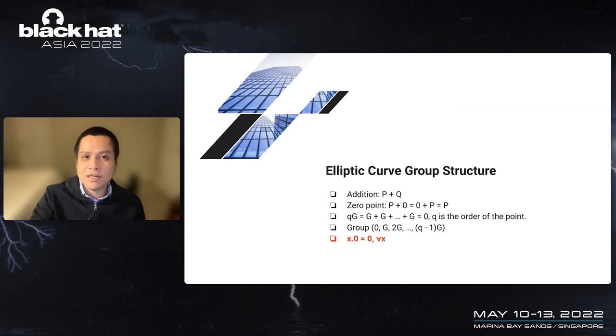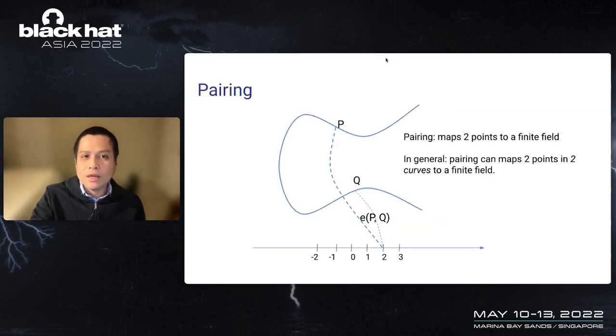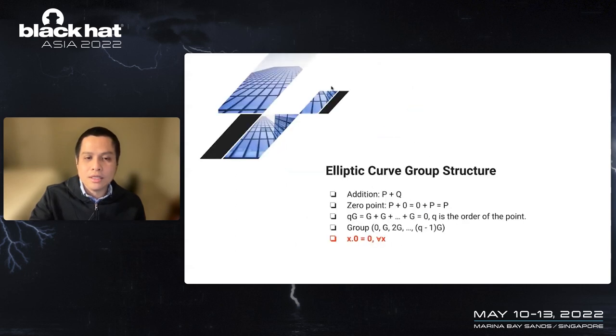In our elliptic curve, we will choose a base point. That is a fixed point that is defined in advance, and everyone knows what it is. If you add that point Q times, then you get back zero. So Q is called the order of the point. One very special property of the zero point is that whenever you multiply that point with any scalar, you get back zero. We'll use this property in our attack.